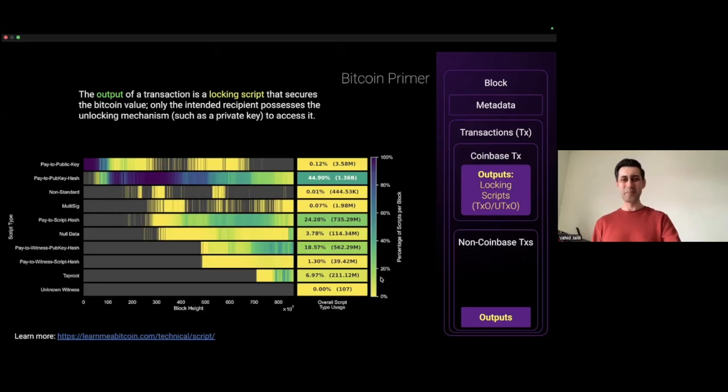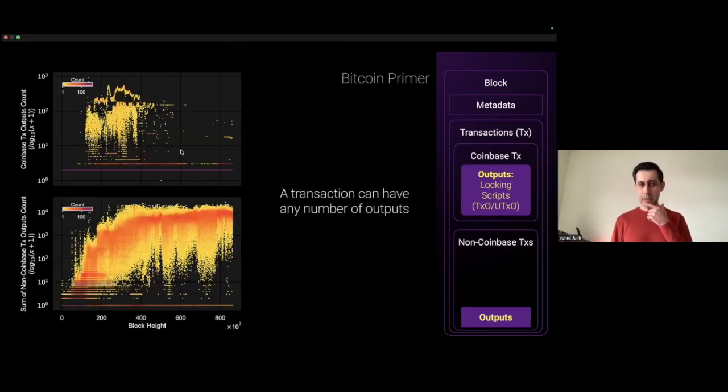Yeah, thank you. So transactions can basically have any number of outputs. This panel here shows the number of outputs that we have in the Coinbase transaction. The plot basically says that throughout all the blocks, most of the transactions have only one output in the Coinbase transaction. So it basically means the miner is paying to only one locking script in the output.